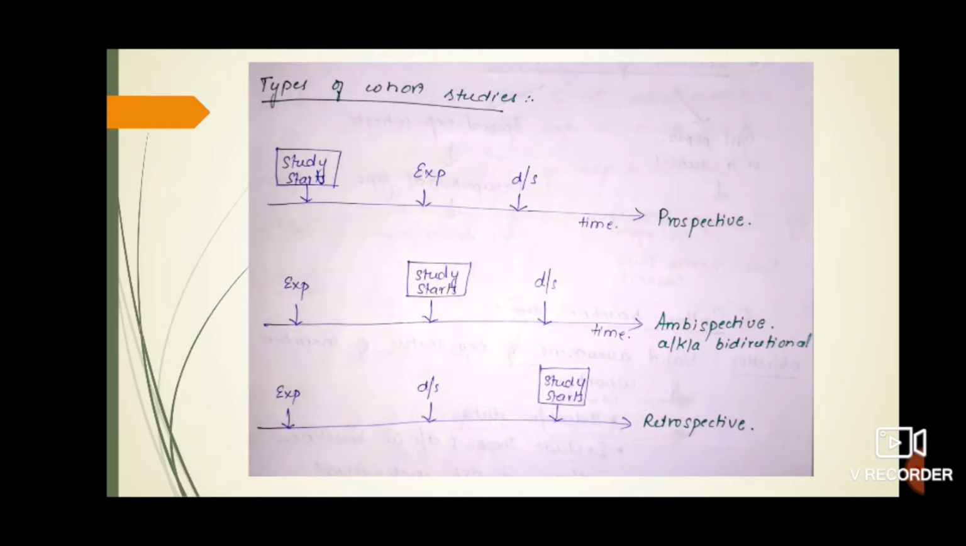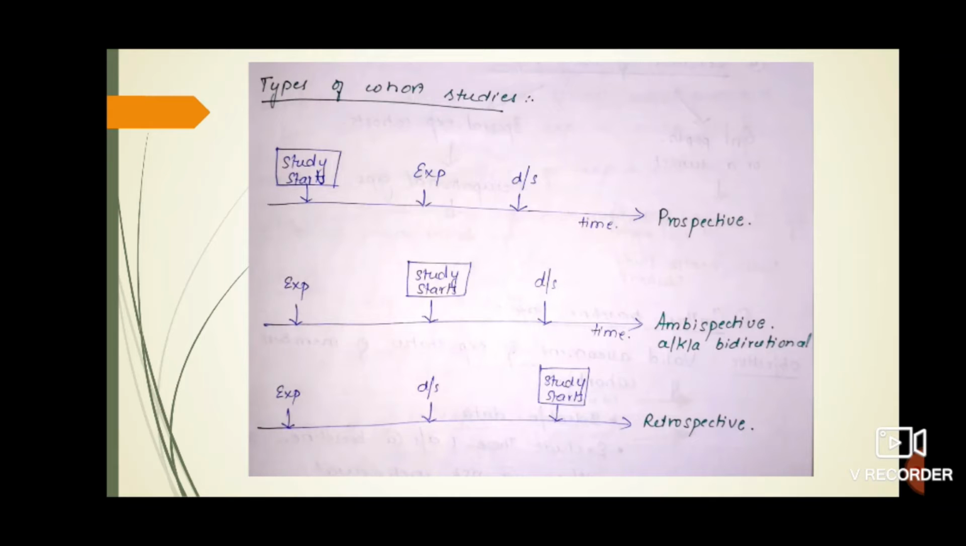Coming to the types of cohort studies, as we saw earlier, if the exposure and the disease occur after the study starts, then it is called a prospective study design. An ambispective or bidirectional study is one where the exposure would have occurred earlier, and we start the study after the exposure and then look for the outcome. The best example is the COVID studies being done at present. The exposure has already occurred for the study population, and we start the study after the exposure and then see the outcome, how the manifestation is and what the risk factors are. That is called a bidirectional study or ambispective cohort study.